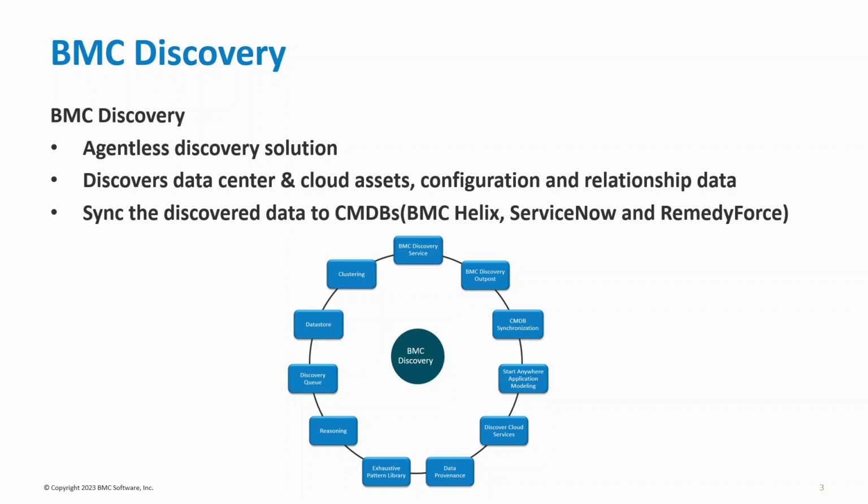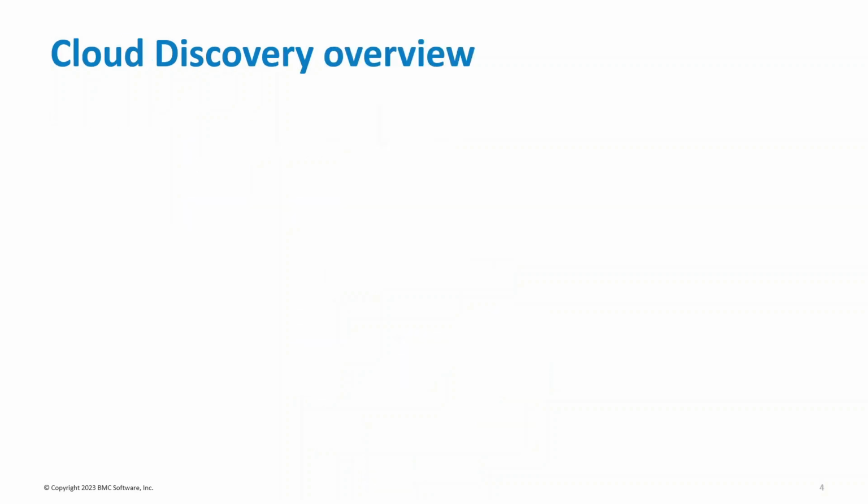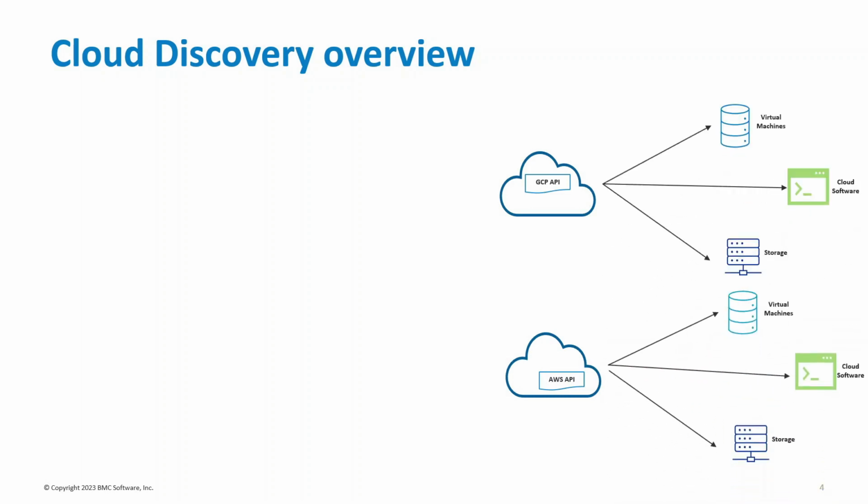Before we jump into the actual GCP Discovery, let's see how Discovery helps to discover the cloud environment and how BMC Discovery models them. Let's assume that you have deployed different services such as storage resources, virtual machines, or any other resources needed for your IT operation in two different cloud providers. For this example, I'll be referring to AWS and GCP.